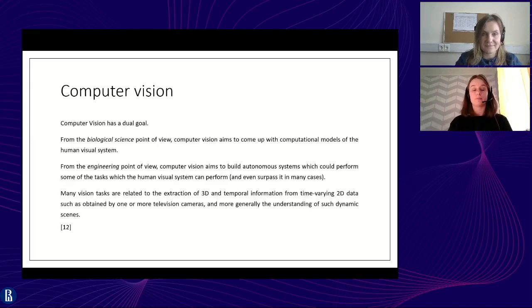So let's start from the basic term. What is computer vision? Computer vision has a dual goal. The first one, from the biological science point of view, is that computer vision aims to come up with computational models of the human visual system. From the engineering point of view, the computer vision task tries to create models which will behave and solve the tasks which we usually solve by our vision, our eyes, our vision system. Vision is a very important sense of humans, so it is very important to try to create these models.